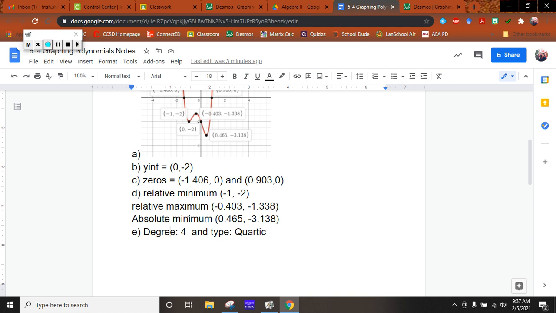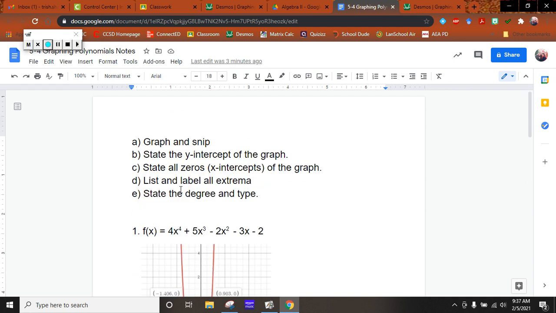So it just varies. So that's what we're going to do the next few days, is work on several different graphs to get you exposed to all the different things we can do. So hopefully this all made sense. Let me know if you have any questions.